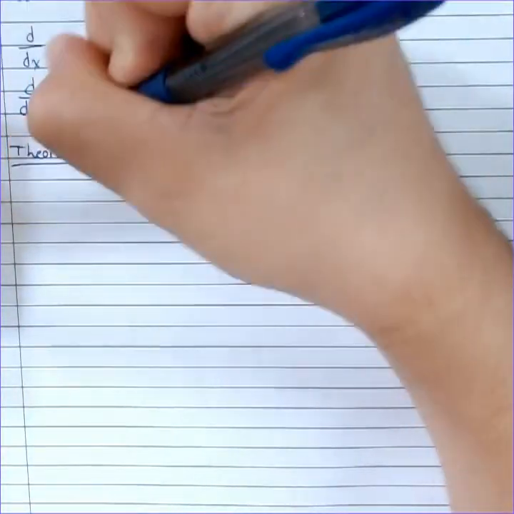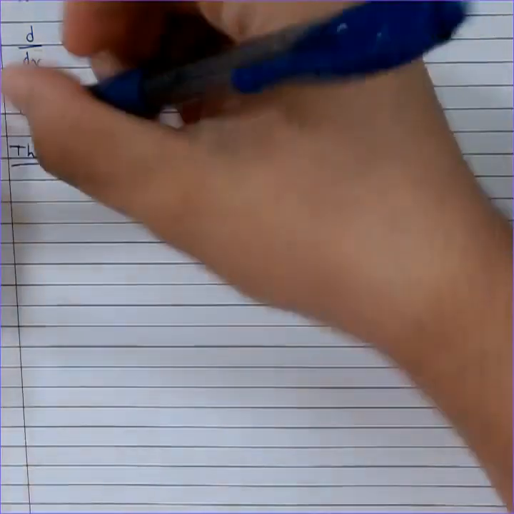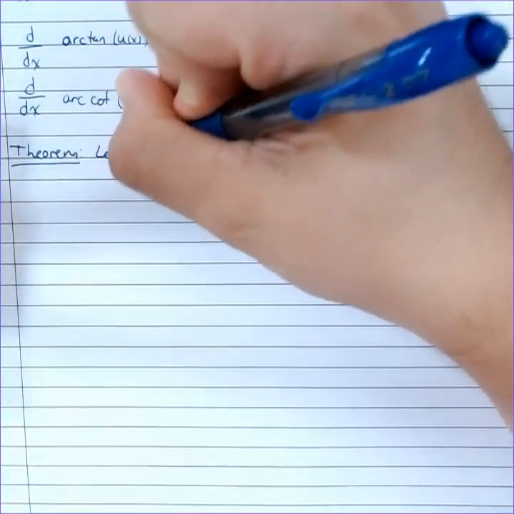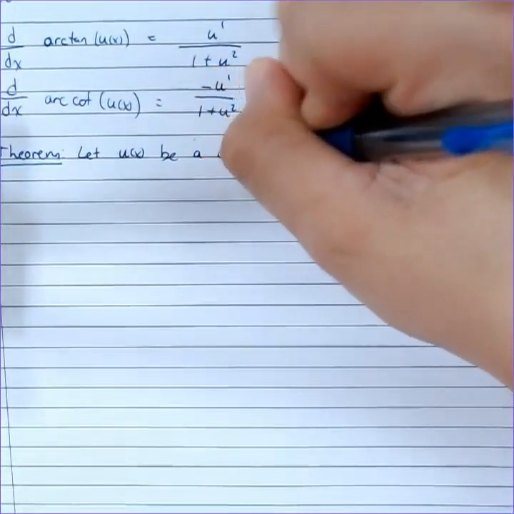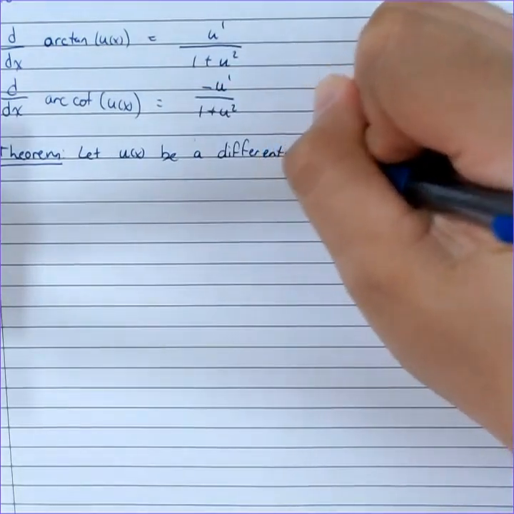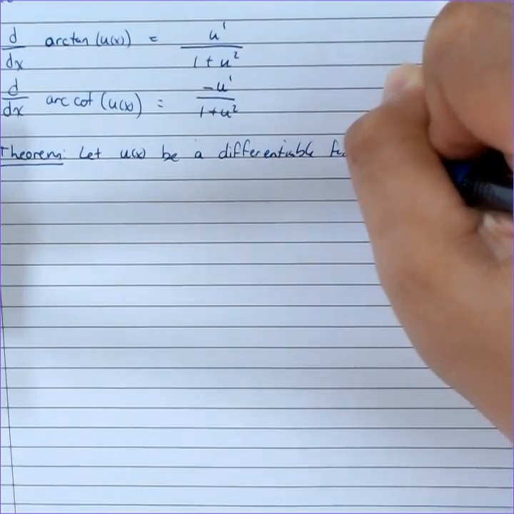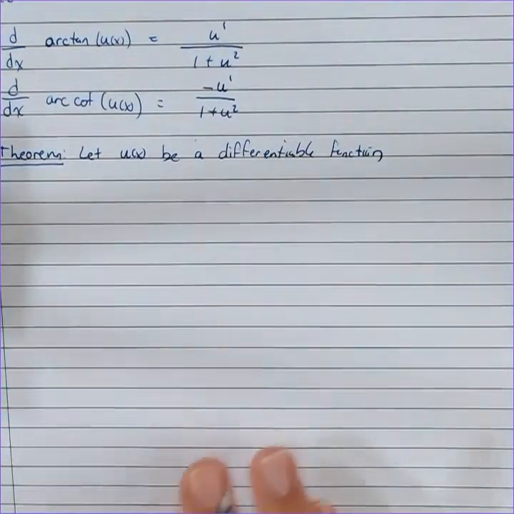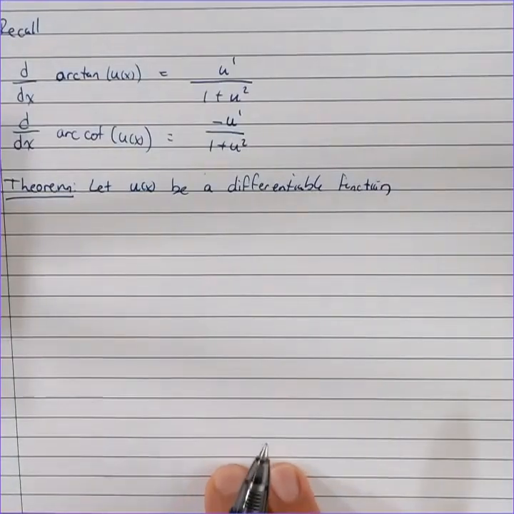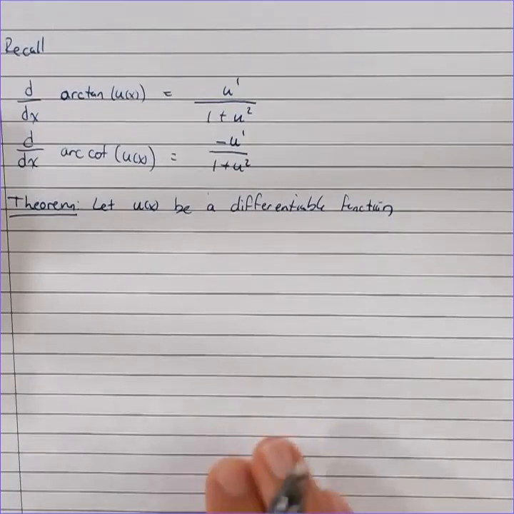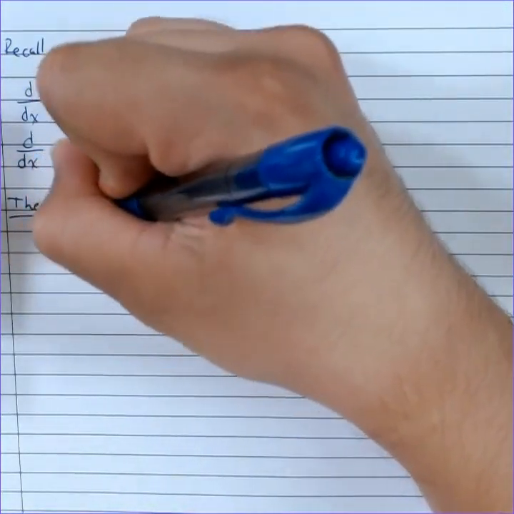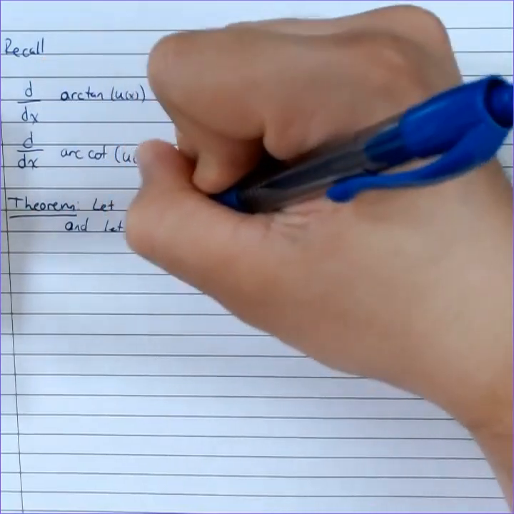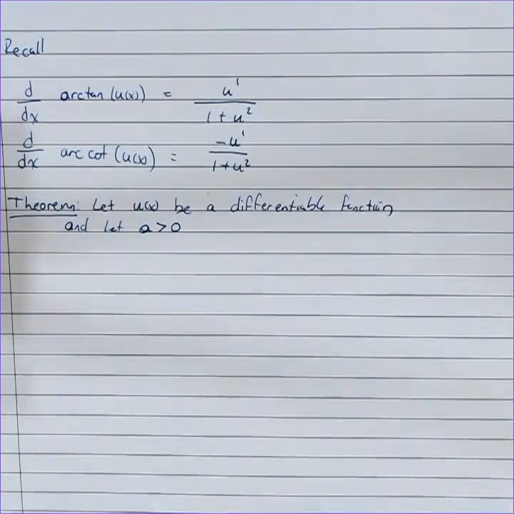So we have a theorem which summarizes our results. Let u of x be a differentiable function of x. And here we're going to consider a constant, which we'll call a. The only restriction on a is that it should be positive. So let a be a constant that is greater than 0.